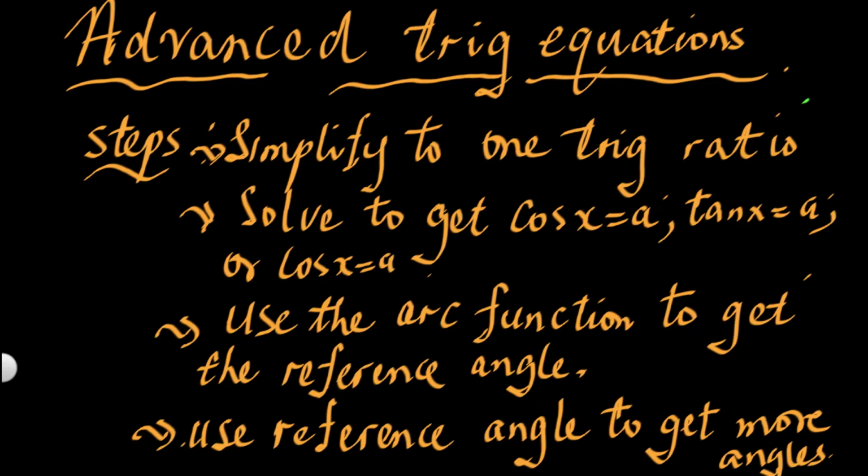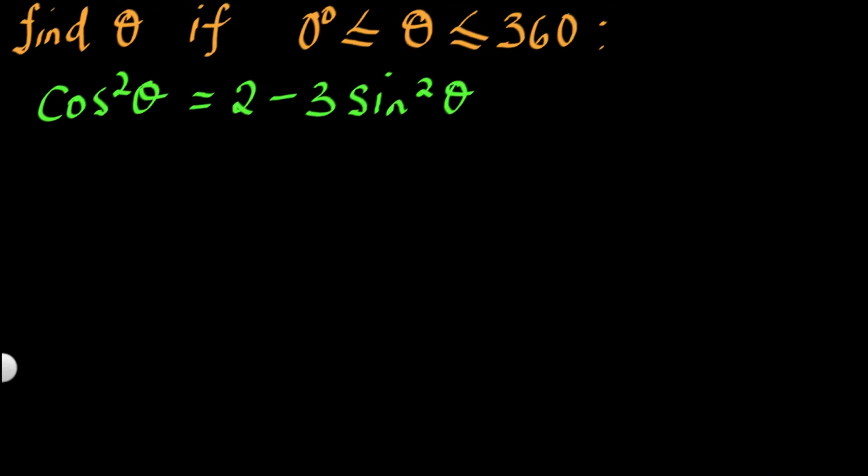So let us go to our first example. I'm going to use this one as an example. It's cos squared theta equals 2 minus 3 sine squared theta. And our answer should fall in the range 0 degrees to 360 degrees.